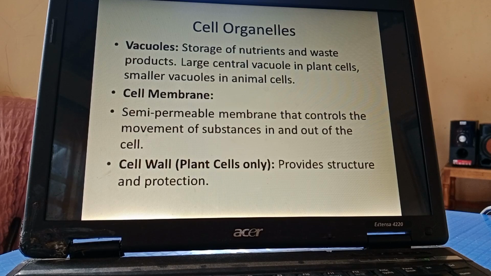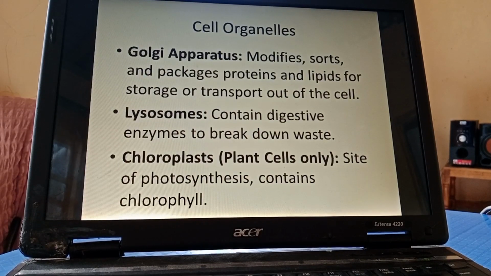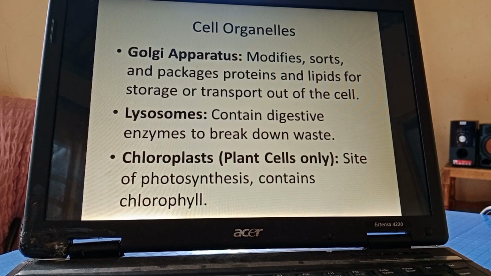And then you have the cell wall. For plant cells only, you emphasize that, and it provides structure and protection. Next is the Golgi apparatus, which modifies, sorts, and packages proteins and lipids for storage or transport out of the cell. You have lysosomes, which contain digestive enzymes to break down waste.